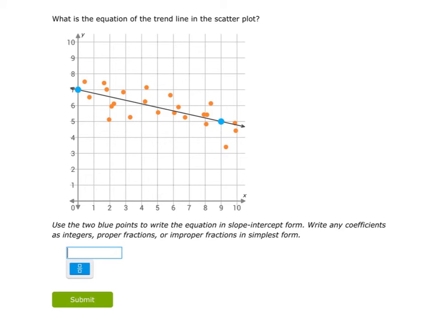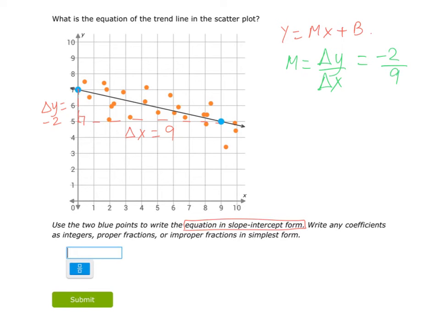Let's do another example. So now that we are catching up pace, the standard format of the question is the same. Mx plus b. Let's find m. Delta y. It's decreasing by 2, so -2. And delta x is increasing by 9 points. So m is delta y over delta x, which is -2 divided by 9. So we've got that far.